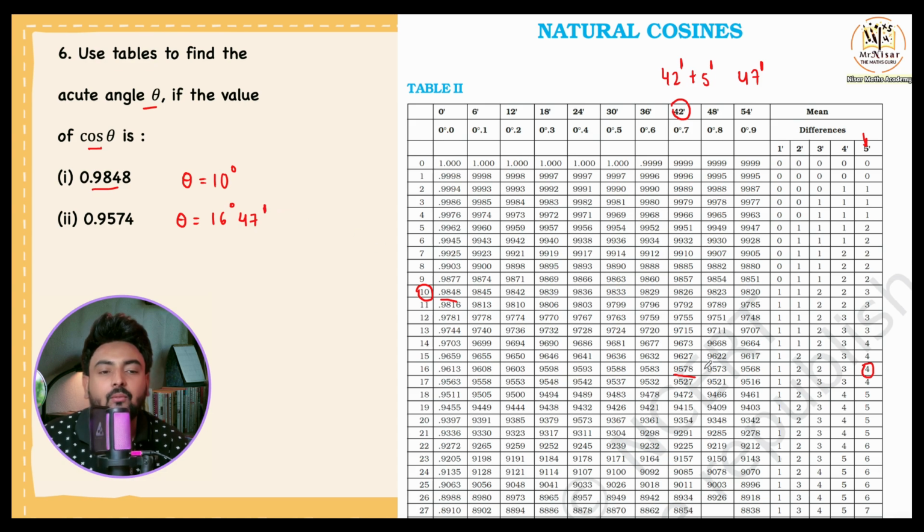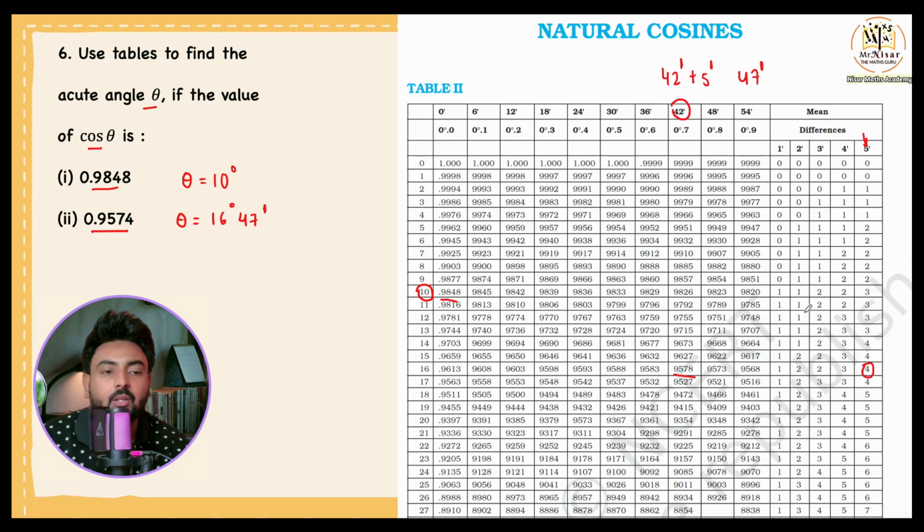Okay, why have we done it this way? See children, here it is 42. When we see the value of cos 16 degrees 47 minutes, how will we check the value? We'll go to 16, then to 42, and then we need how much more? 5. So that 5 will be subtracted. When we subtract, 78 minus 4, we'll be getting 74, is it? So we'll be getting 74.